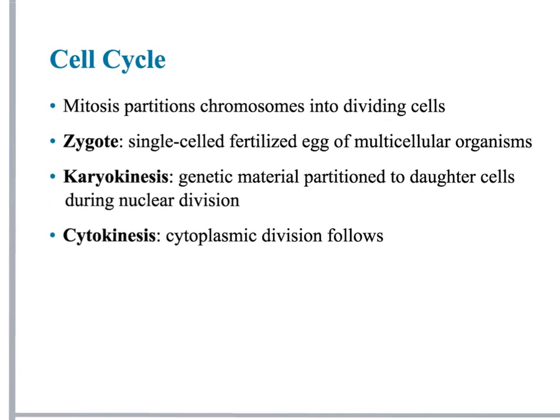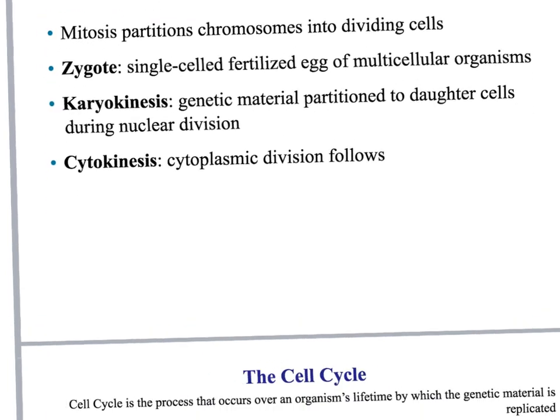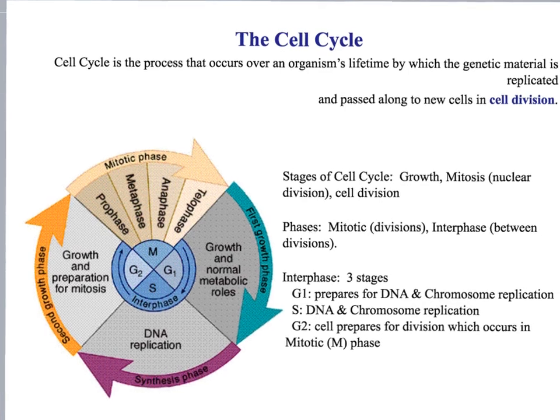So now for the cell cycle, and particularly mitosis and meiosis. Mitosis partitions chromosomes into dividing cells, and some definitions here: the zygote is the single-celled fertilized egg from a multicellular organism. So humans are multicellular organisms, and that one fertilized egg is a zygote. Karyokinesis is the genetic material that's partitioned into the daughter cells during a nuclear division, which would be cell division when the nucleus divides. And cytokinesis is the cytoplasmic division that follows. So here's that whole cycle put together.